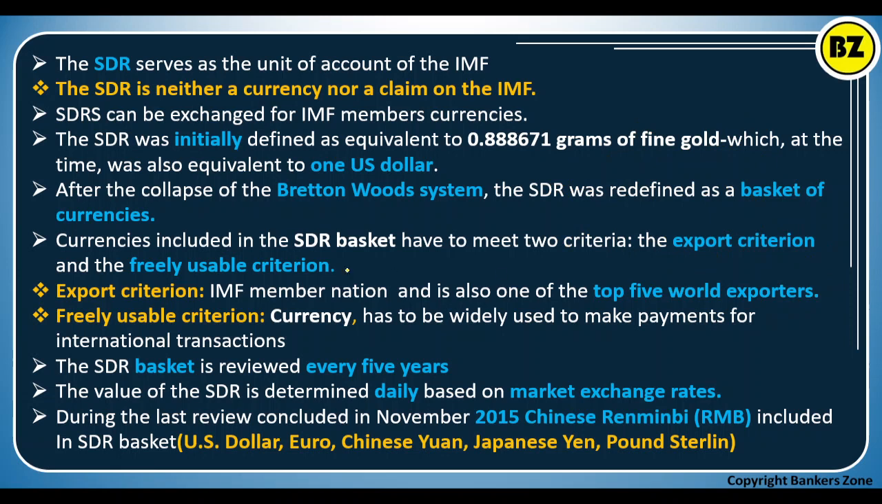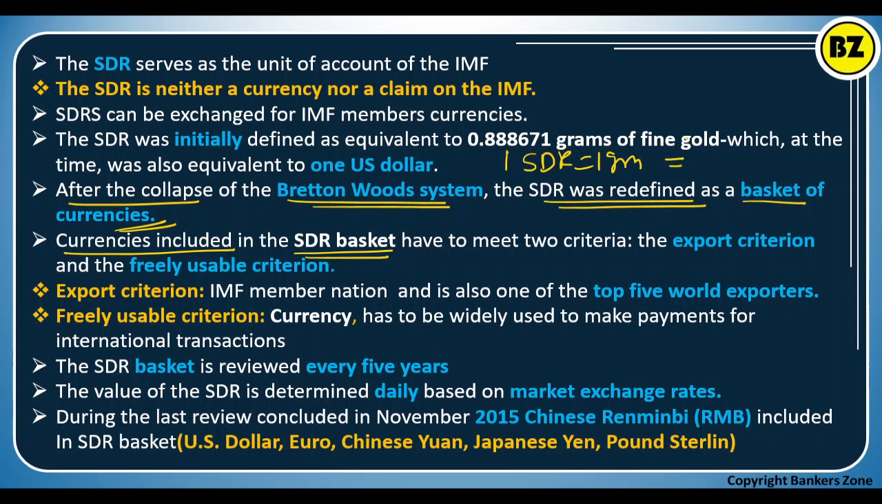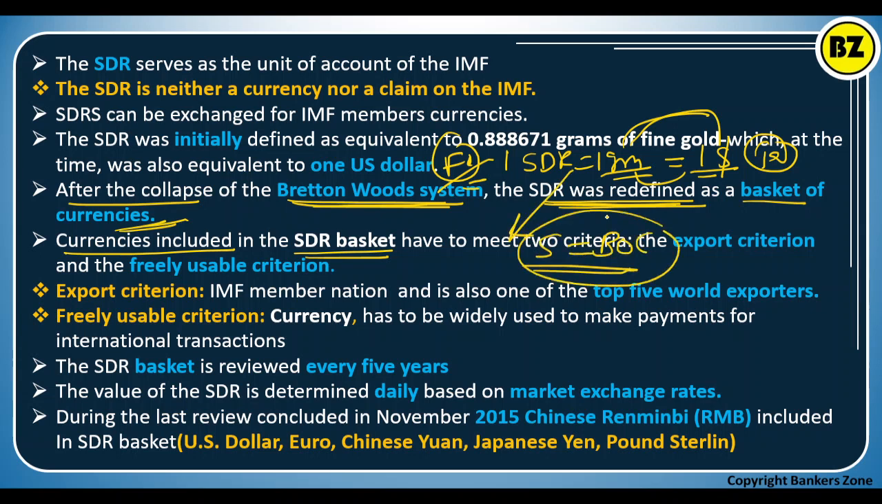Now see how. Currency included in the SDR basket. After the collapse of the Bretton Woods system, SDR was redefined as a basket of currency. Previously, 1 SDR was equal to 1 gram of gold, equal to $1. But the USA president announced that we are not allowed to convert the dollar to gold; we are temporarily suspending this procedure. The Bretton Woods system collapsed because it was mainly based on the fixed rate mechanism. That collapsed, SDR was redefined as a basket of currency, and from then onwards SDR is defined as a basket of currency, and it is currently going on.